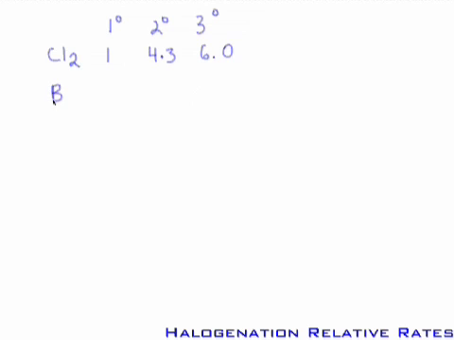Bromination, on the other hand, appears to be much more selective. If we set the primary to 1, secondaries are 220 times more likely to undergo hydrogen abstraction. And if you compare tertiary to the primary, it's 19,400 times faster. Now this can all be translated, using these numbers, to actually calculate a percentage composition in a monochlorination reaction of any alkane.